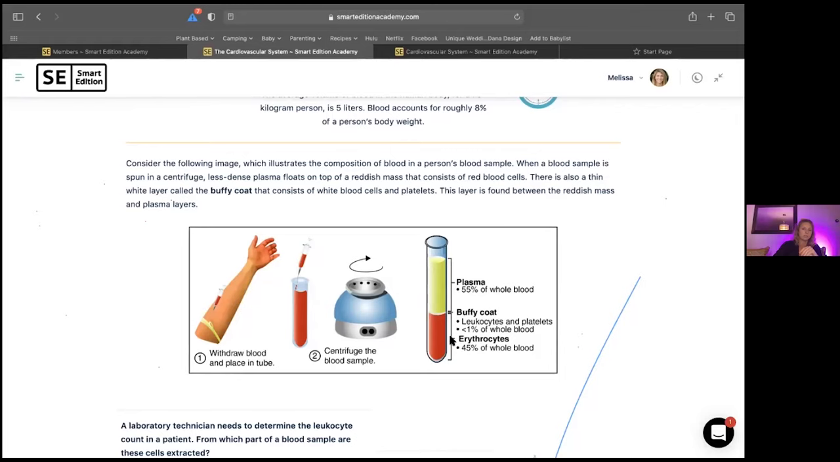So here you'll see the erythrocytes, which is about 45% of the whole blood. You have this buffy coat. If you could see it, it's a tiny little white piece here. This has leukocytes, which are the white blood cells, and platelets, and it's less than 1% of the whole blood. The rest is plasma, that watery substance of the whole blood.